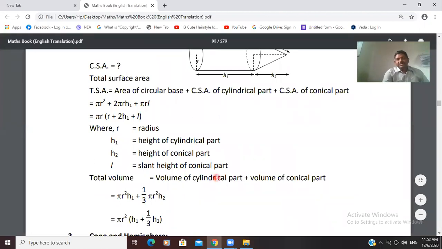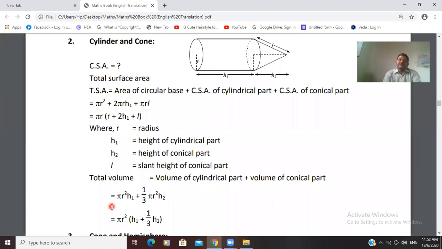To find the volume of this solid object, we have to add this cylinder as well as this cone. When we add the volume of this cylinder and the volume of this cone, we get the total volume of this solid object. Volume of the cylindrical part is pi r square h1, whereas volume of cone is 1 by 3 pi r square h2. We can take pi r square common, so we get pi r square times h1 plus 1 by 3 h2. This is the second type of combination of solid object.